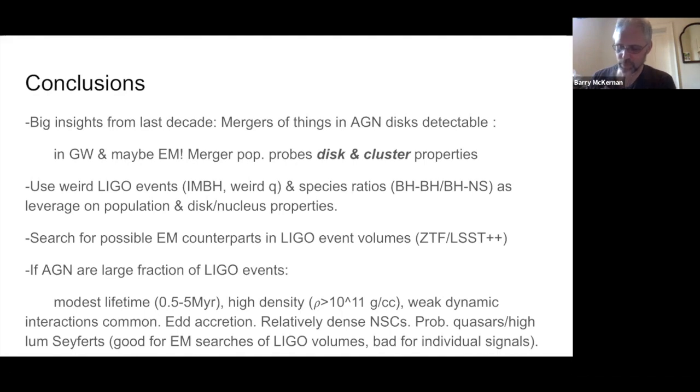Hi, Barry. Thanks for the talk. So when you were setting things up in terms of the compact objects that were in the AGN, for neutron stars, you used a delta function for their masses. And I was wondering, because the neutron stars we've detected have some width to that distribution, how sensitive this picture is to that.